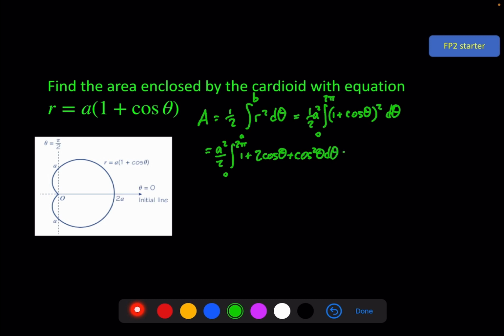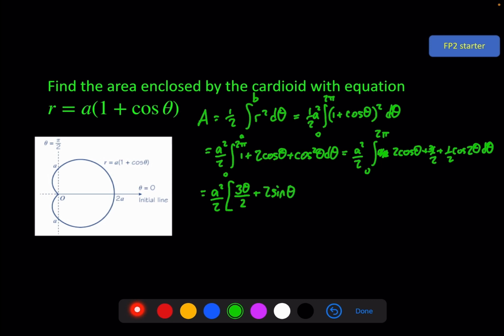Then I'm going to change that cos squared using the identity we had on the previous video. A squared over 2 from 0 to 2 pi of 1 plus 2 cos theta plus a half cos 2 theta. Now, of course, I can add that onto here and make that 3 over 2, and then I can integrate. So we've got a squared over 2, and we've got 3 theta over 2, 2 cos theta becomes 2 sine theta, and then a half cos 2 theta becomes a quarter sine 2 theta.